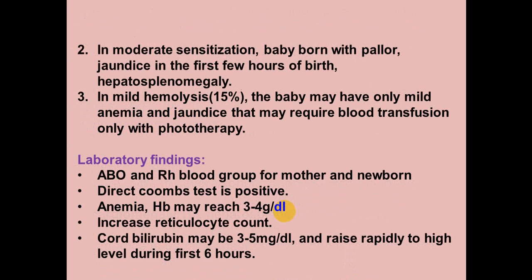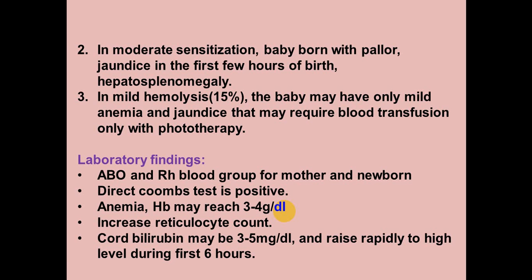And the second common presentation is the moderate sensitization. Here the baby is born with pallor, jaundice in the first few hours of birth, and hepatosplenomegaly. And the third one, if there is a mild sensitization, there will be mild hemolysis and mild jaundice with anemia that may require only a blood transfusion.